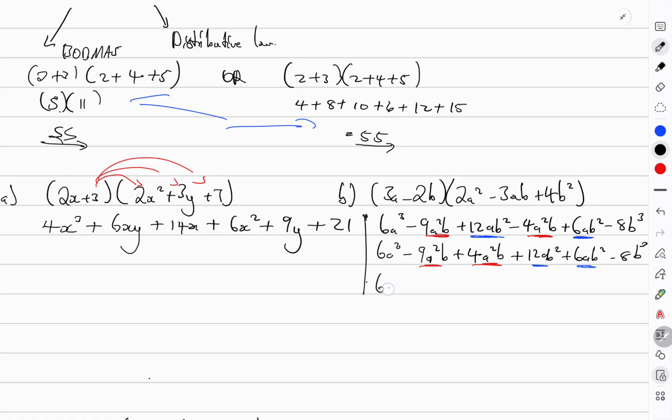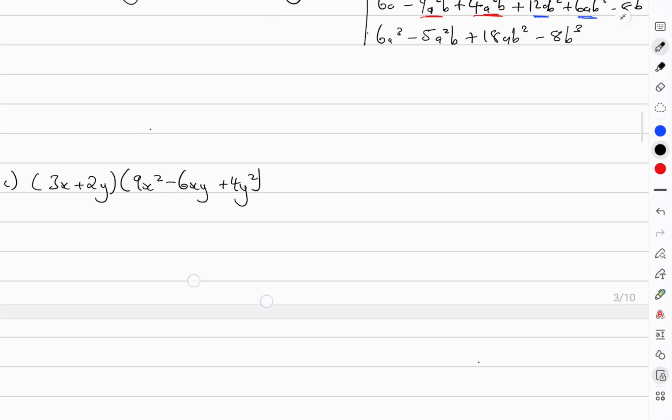Therefore, it means I'm going to have 6a to the power of 3. What is negative 9a squared b plus 4a squared b? I'm going to have negative 5a squared b. What is 12 plus 6? I'm going to have positive 18ab squared minus 8b to the power of 3. That is what I'm going to have, right?